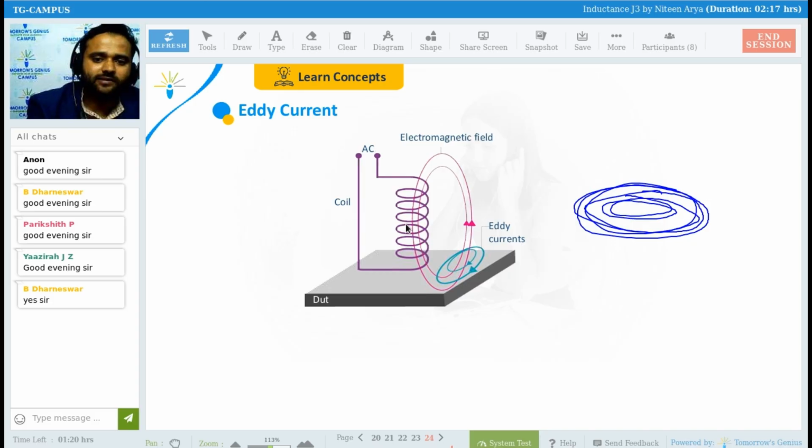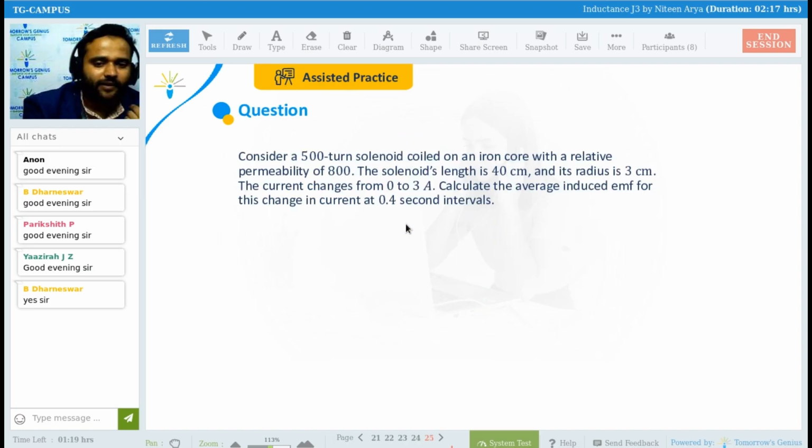This field is going to decrease. So this is your electromagnetic field. If it is a coil, in this particular coil the AC current is going to be generated or passing through. So this is what your eddy currents look like. As you can see, it increases more and more. So that is the look-alike of eddy current.